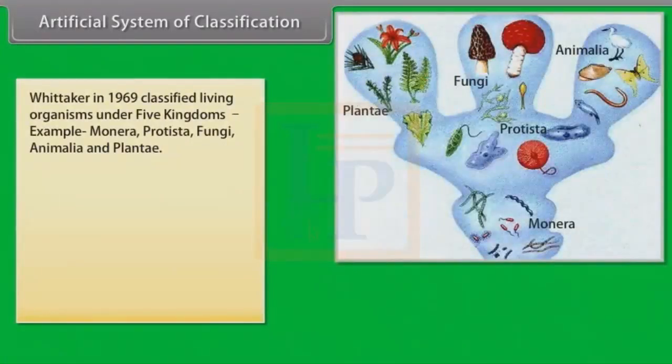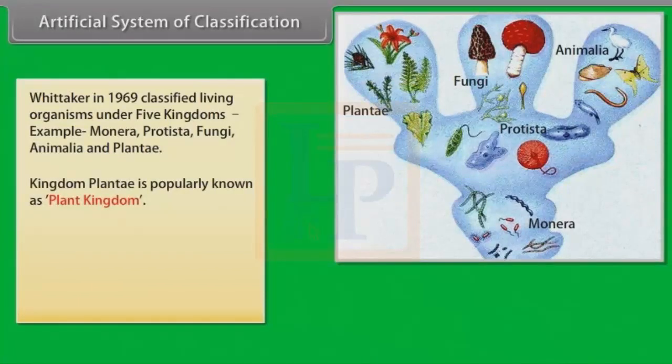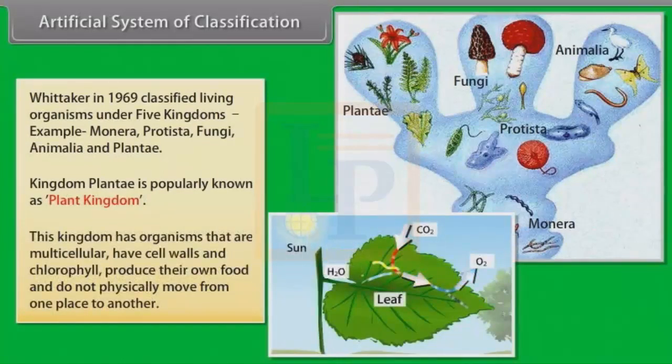Artificial system of classification. Whittaker in 1969 classified living organisms under 5 kingdoms. Example: Monera, Protista, Fungi, Animalia, and Plantae. Kingdom Plantae is popularly known as the plant kingdom. This kingdom has organisms that are multicellular, have cell walls and chlorophyll, produce their own food, and do not physically move from one place to another.